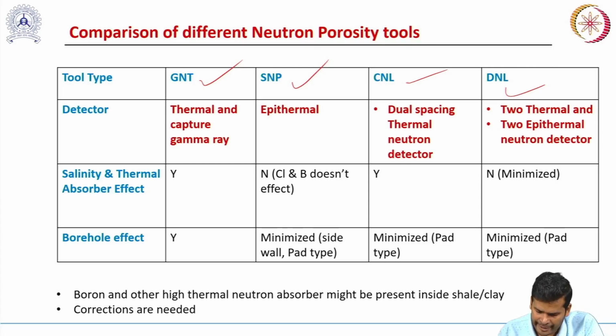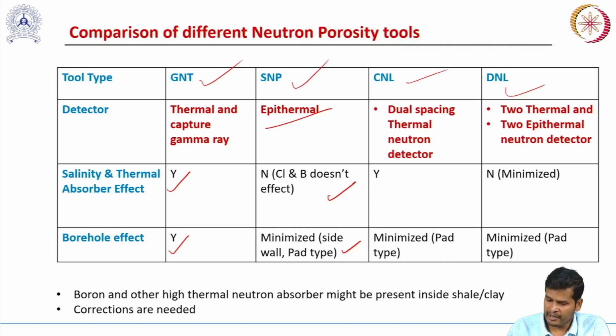So the GNT logging tool has a thermal and capture gamma detector. So obviously salinity and thermal absorber effect will be there. They had no borehole effect correction. When you use the SNP logging tool, we had an epithermal neutron detector, so obviously there will not be any effect of chlorine, boron or the salinity. Borehole effect, because they were pad type, the borehole effect was minimized.